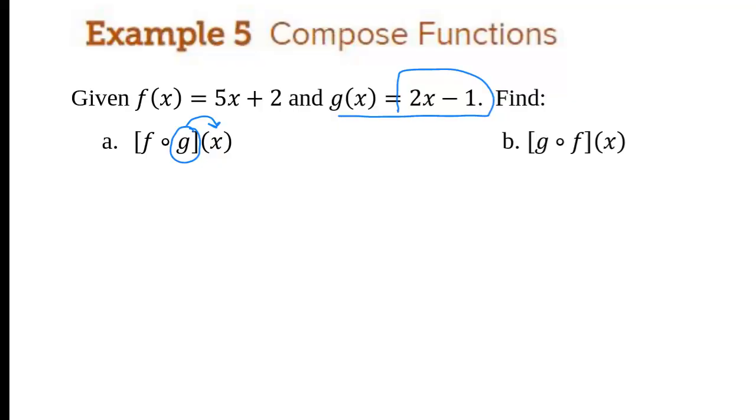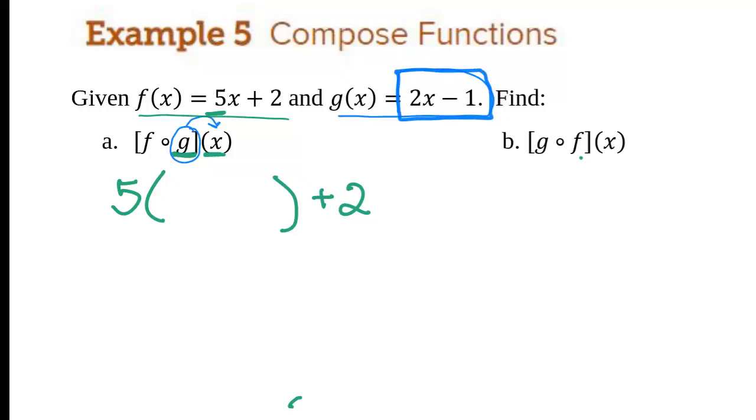So we're going to start by writing f. Let me make this a little bigger. So I'm going to say 5, which is right here. And instead of writing the x, I'm going to put a set of parentheses. Okay? Plus 2. Now, since g is next to the x, I'm going to take that whole g of x term, 2x minus 1, and put it down in place of the x. So 2x minus 1 goes inside the parentheses.